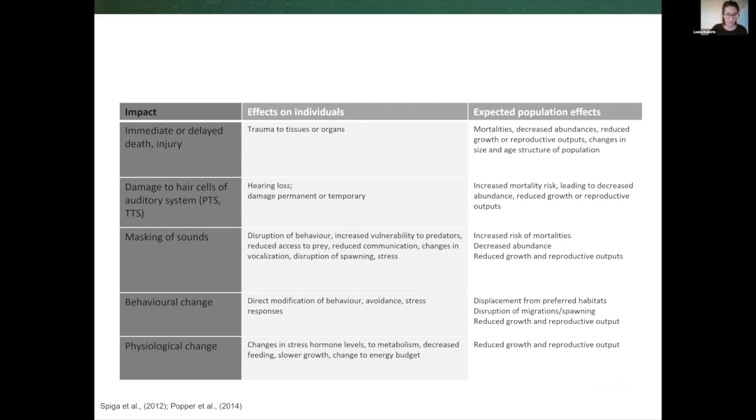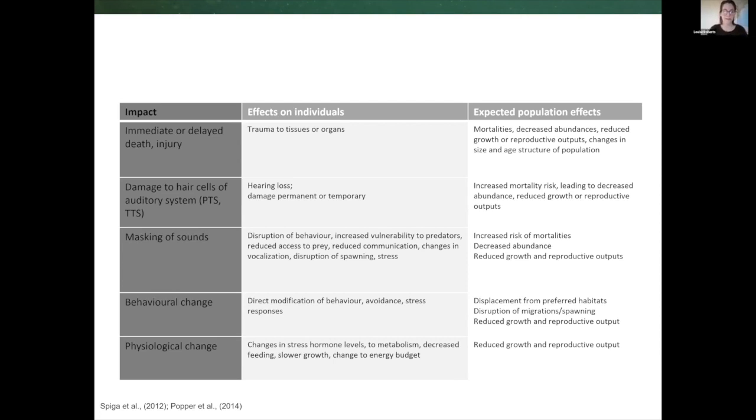sources. And then we range down to things like the masking of sound, where we have background levels of sound raised due to our noise source. And this would affect and cover up biological sounds, as I described in my first slide, that are very important for animals to sense their surroundings with.